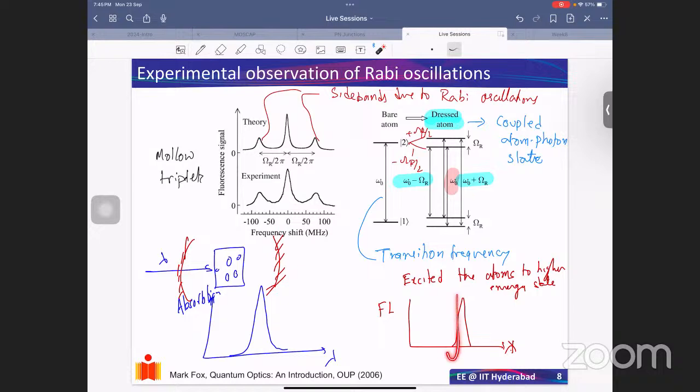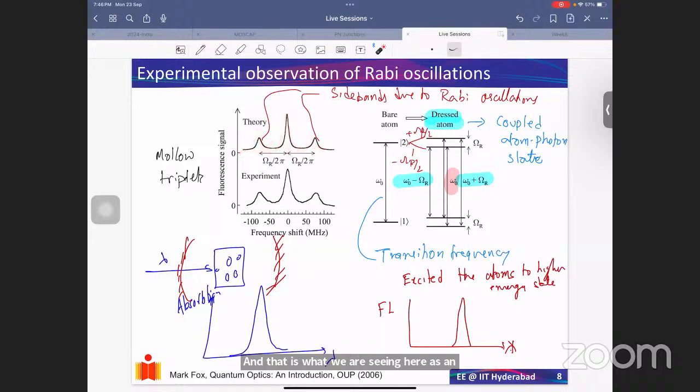instead of getting one peak, you end up getting 3 peaks. Why do we get 3 peaks? You can have a decay from this excited state to this ground state, that is omega naught. You can have excited state to this state, which is omega naught plus omega Rabi, and this one is minus. And there are 2 of these transitions going at omega naught. So you have 3 different frequencies or wavelengths which are emitted, and that is what we are seeing here experimentally.